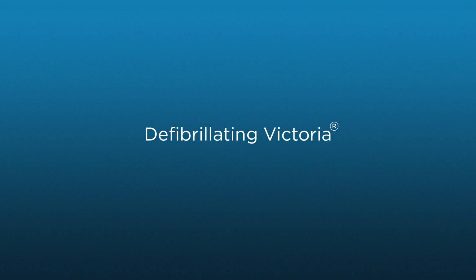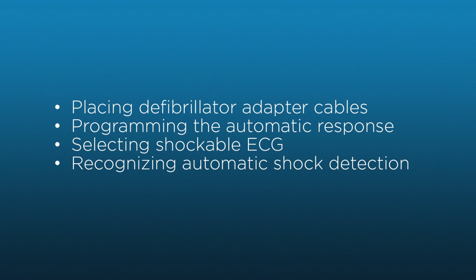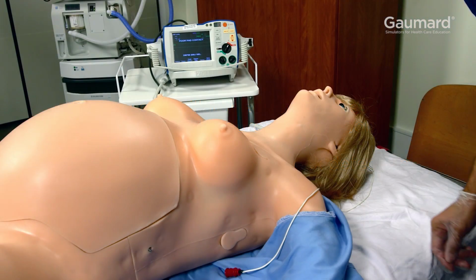In this video, you will learn about defibrillating Victoria with a real AED or defibrillator. By the end of the video, you should be ready to place the defibrillator electrodes on Victoria, configure the software's automatic response to electric shock, change the ECG to an appropriate rhythm, and monitor the automatic response of Victoria.